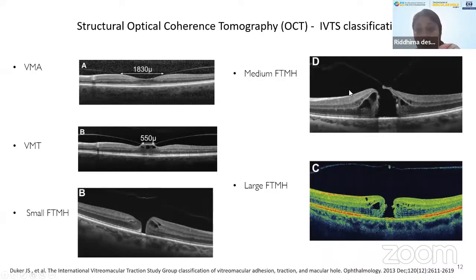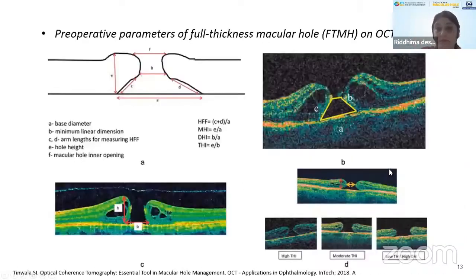A medium full thickness macular hole, which is between 250 to 400 microns. In this image here, you can see a flap which is adherent to the vitreous, and large full thickness macular holes. Here you can see a posterior vitreous detachment with a pseudooperculum.